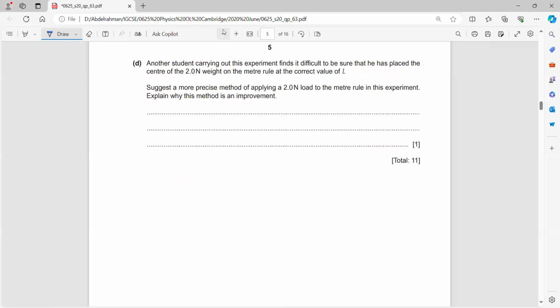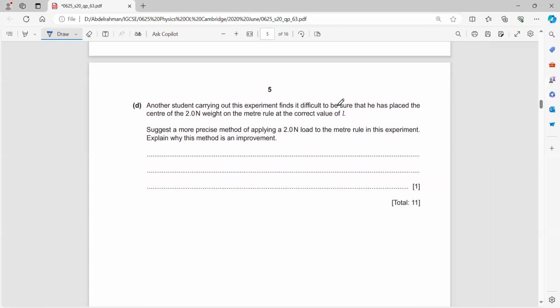Another student carrying out this experiment finds it difficult to be sure that he has placed the center of the 2 newton weight on the meter ruler at the correct value of L. Suggest a more precise method of applying the 2 newton load to the meter ruler in this experiment. What is a more accurate method? How can he do it better?